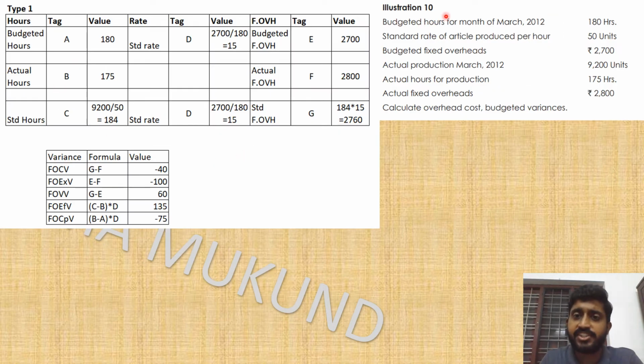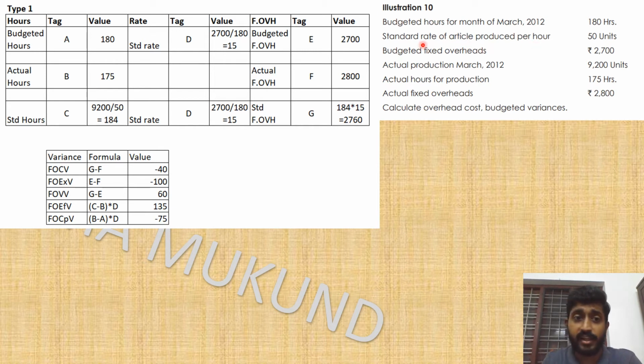Okay, so it is illustration number 10. Budgeted hours is given, 180, so we have taken 180 here. Next is the standard rate of article produced per hour.